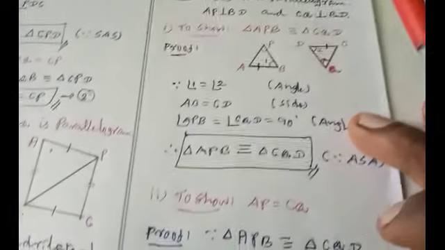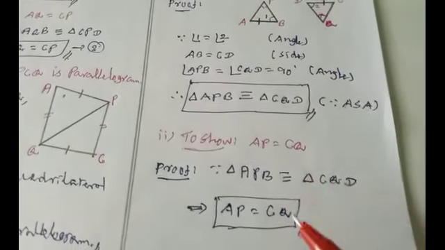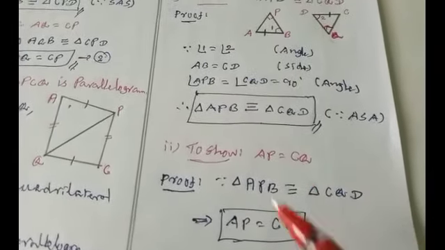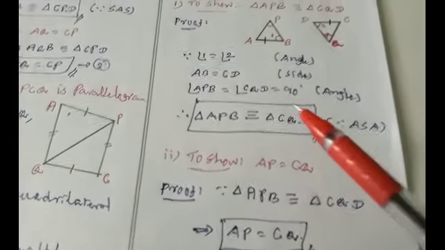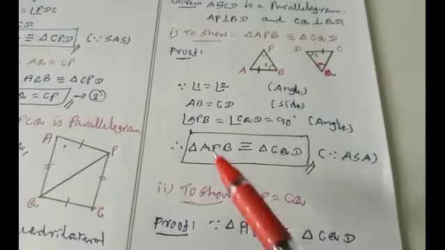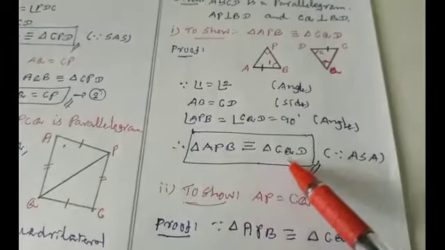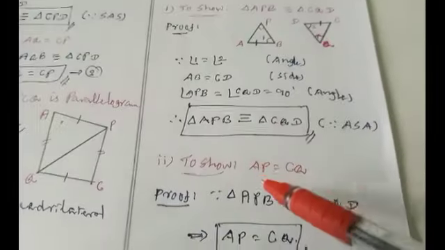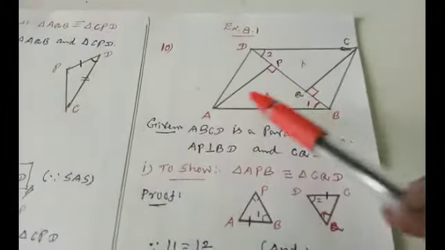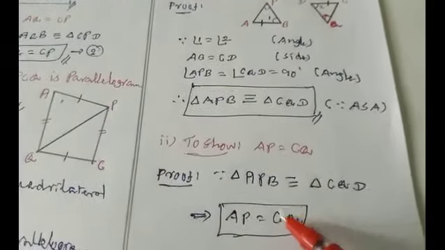Now for the second subdivision, we have to prove that AP is equal to CQ. We have already proved triangle APB is congruent to triangle CQD, so AP is equal to CQ. The lengths are equal.